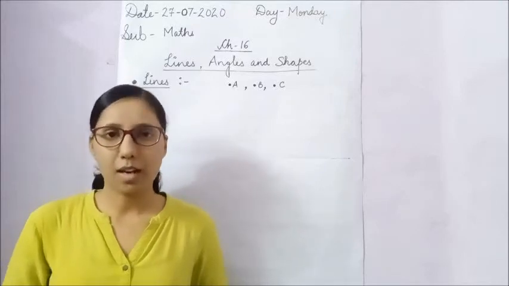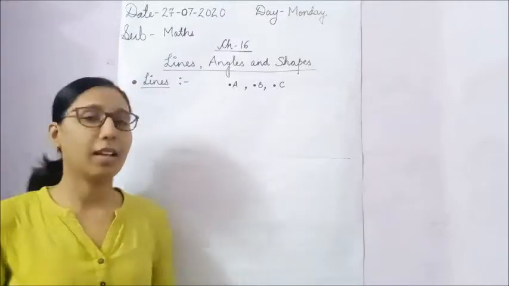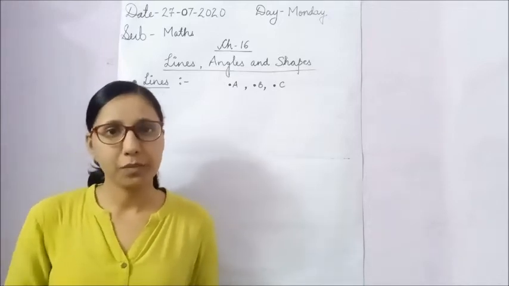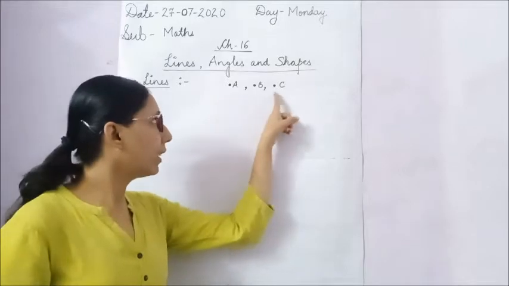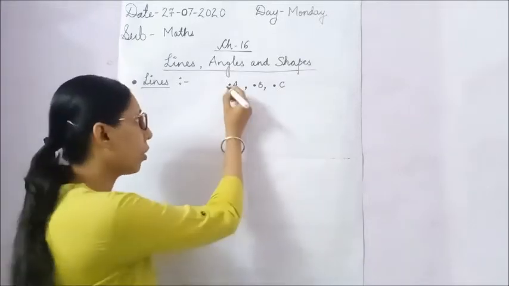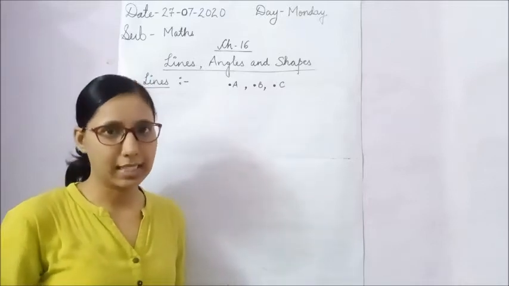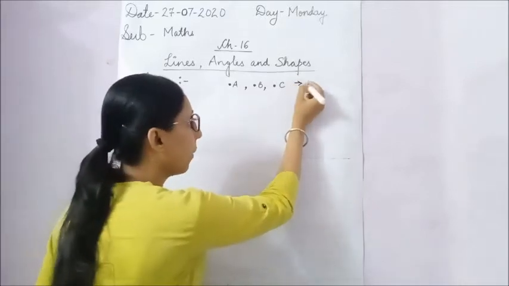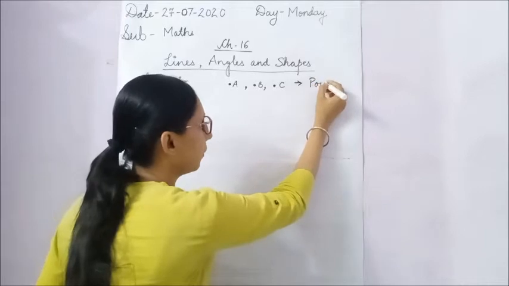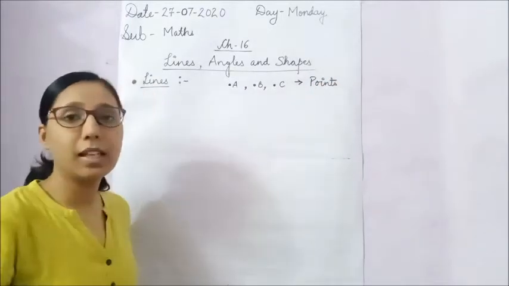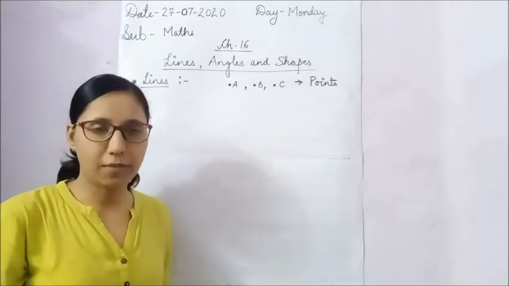Today we are going to start new chapter 16, lines, angles and shapes. Let me introduce you to this chapter. First of all, what are these called? यहाँ मैंने कुछ dots बनाए हैं and A, B, C लिखा है. What are these called? Yes, these are called points. And we represent points with the capital letters of the English alphabet.